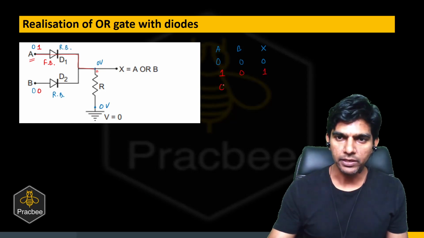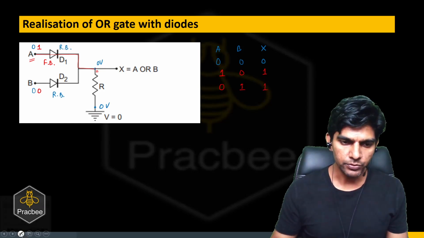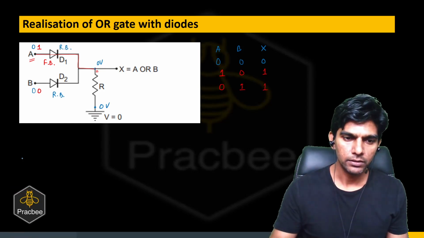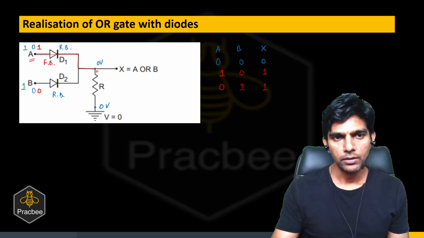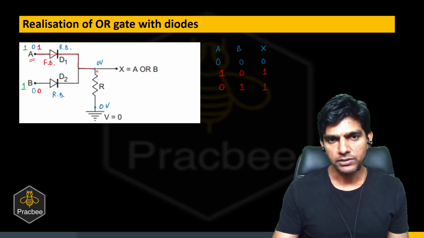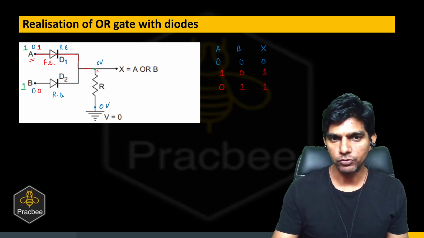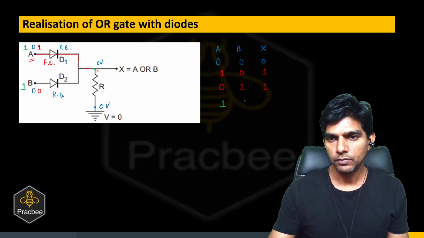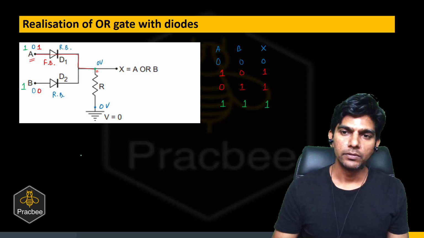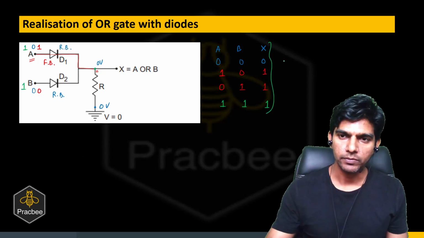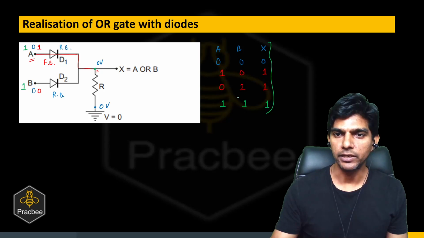Similarly, if A is low, B is high, we'll get a high output. But suppose both the inputs are high, so 1 and 1. So both the diodes will be forward biased and we will get a high output, because now both the inputs are connected with the output directly. So 1 will get 1, right? So can you see the output? It is basically for an OR gate. If any of the inputs is high, then we have a high output.